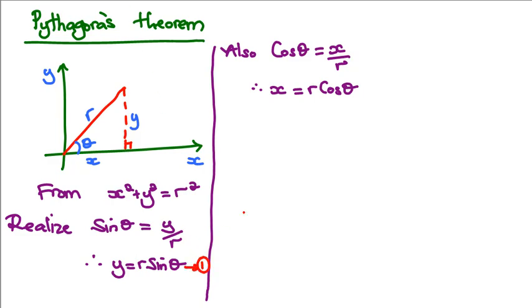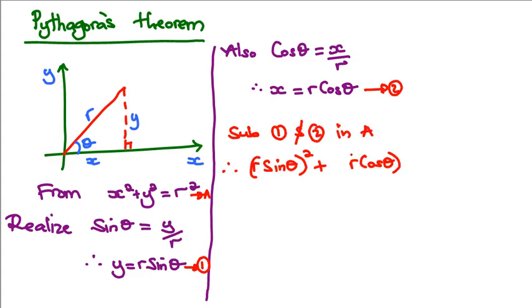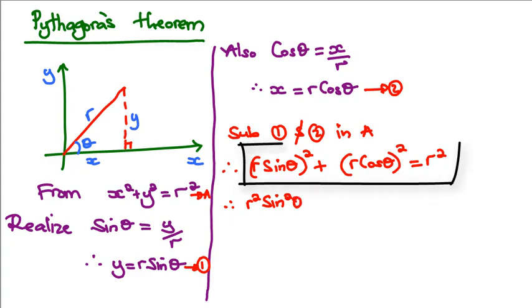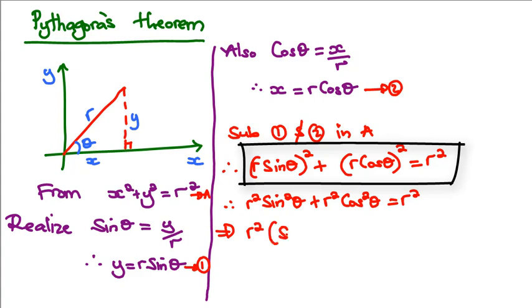Now we shall call this equation, y is equal to r sine theta, our equation 1, and x is equal to r cos theta as our equation 2, and we shall call the equation we obtained from Pythagoras equation A. Now we're going to substitute equation 1 and 2 into equation A. And so when you substitute those two equations into equation A, you'll obtain that particular expression, r sine theta all squared plus r cos theta all squared is equal to r squared. When we expand that expression, you come up with r squared sine squared theta plus r squared cos squared theta, which is equal to r squared.